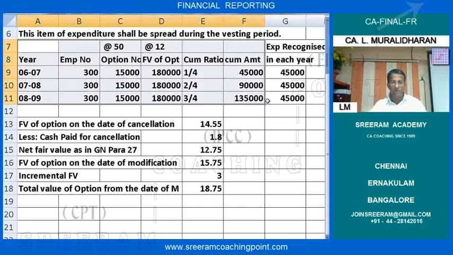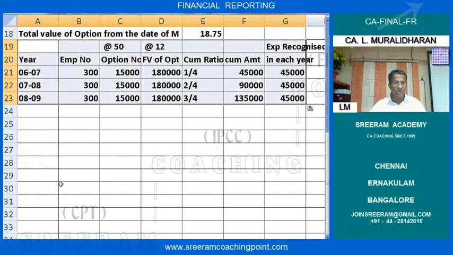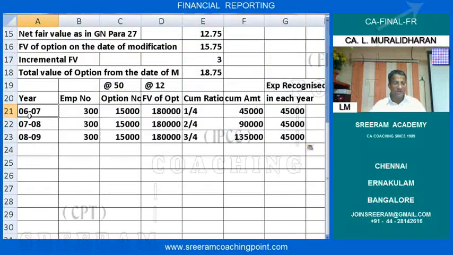So now, for the future period, let us bring out the same working here. So here, we take up 09-10, then 10-11, 11-12. Okay. Here, this will be changed from 50 to 60.